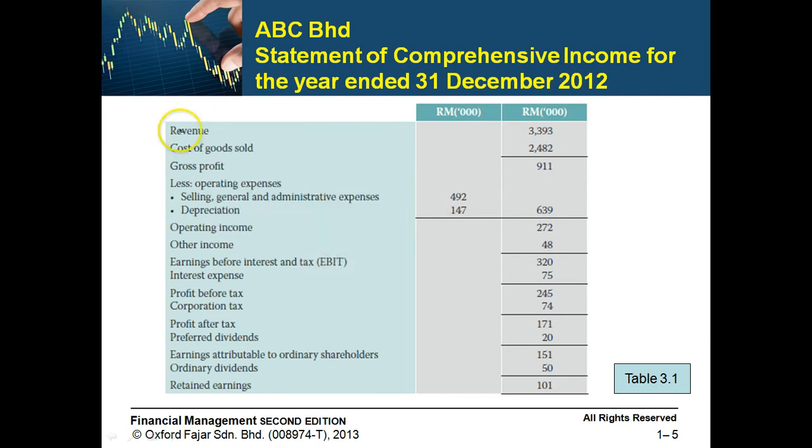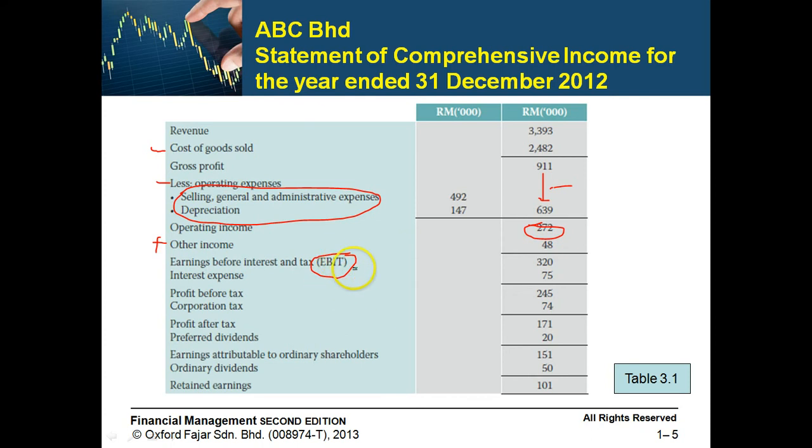Remember, revenue minus cost of goods sold gives you your gross profit. Then you minus all your expenses, and you will get operating income. Gross profit, minus your expenses, gives your operating income, and then you plus other income too, then we get your EBIT, earning before interest and tax. Class, please memorize the format.